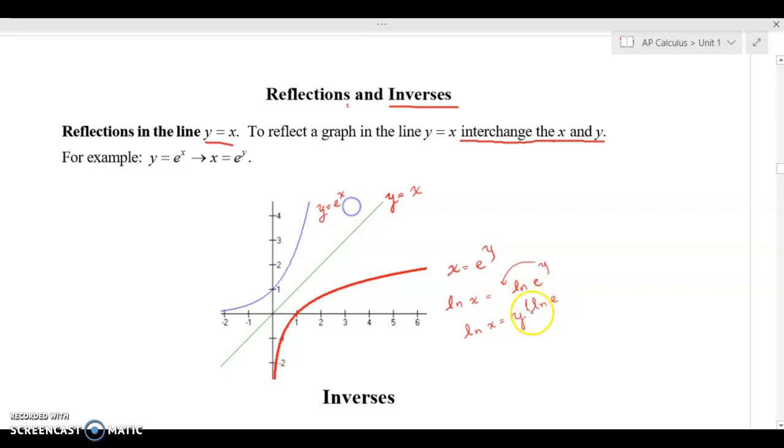And then you'd have to recognize that the natural log of e has the same base, so this is actually going to be 1. This is just something that we're going to come to understand. So that cancels out to be 1. So this graph is the same thing as y equals ln x.